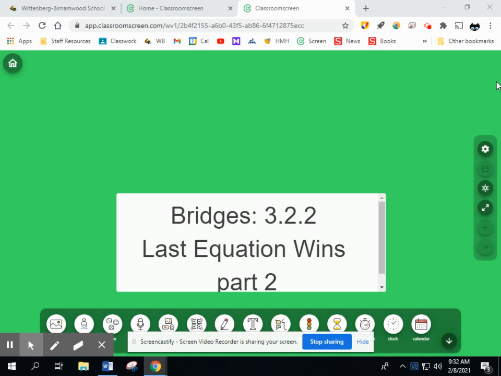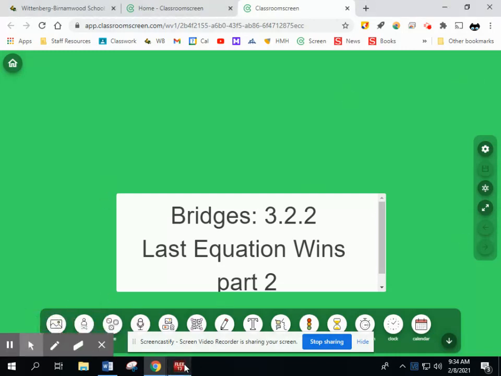So you will need your math workbooks today. We are starting in our Bridges workbook. We will be on page 98. I demonstrated how to do this lesson last week, and I'm going to demonstrate again.